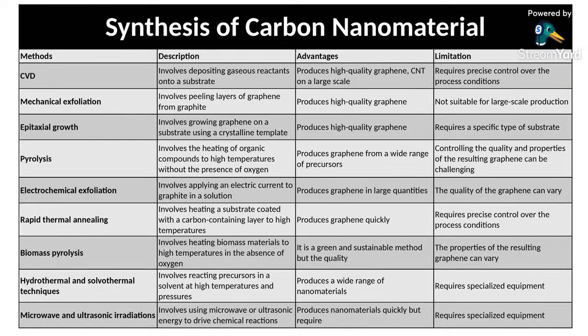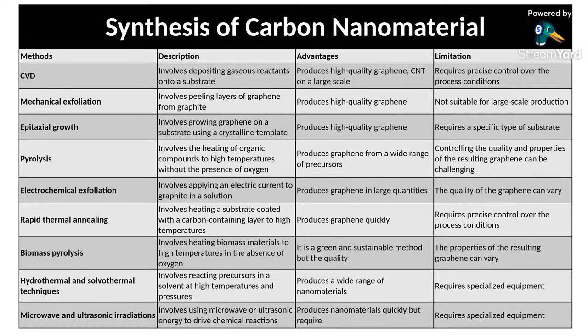Then synthesis of carbon-based nanomaterials. There are several methods to synthesize carbon-based nanomaterials. We are discussing mainly methods to synthesize graphene. Chemical vapor deposition involves depositing gaseous reactant onto a substrate. The advantage of this method is producing high-quality graphene and CNTs on a larger scale. The limitation is that it requires precision control over the process conditions. The other method is mechanical exfoliation, which involves peeling layers of graphene from graphite. It produces high-quality graphene but is not suitable for large-scale production.